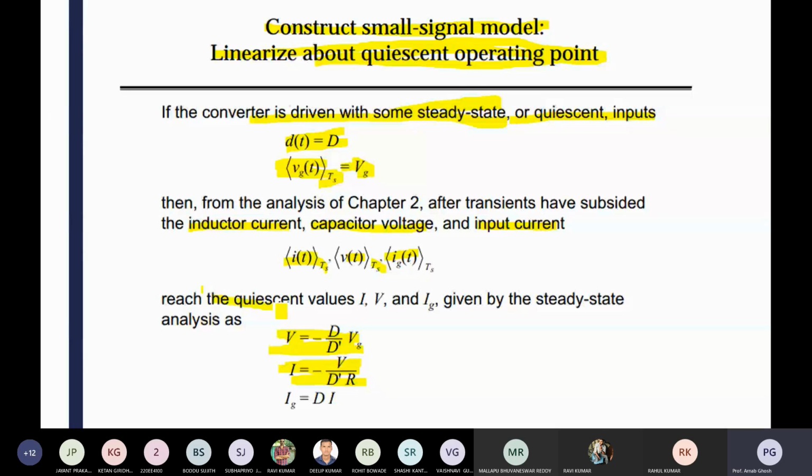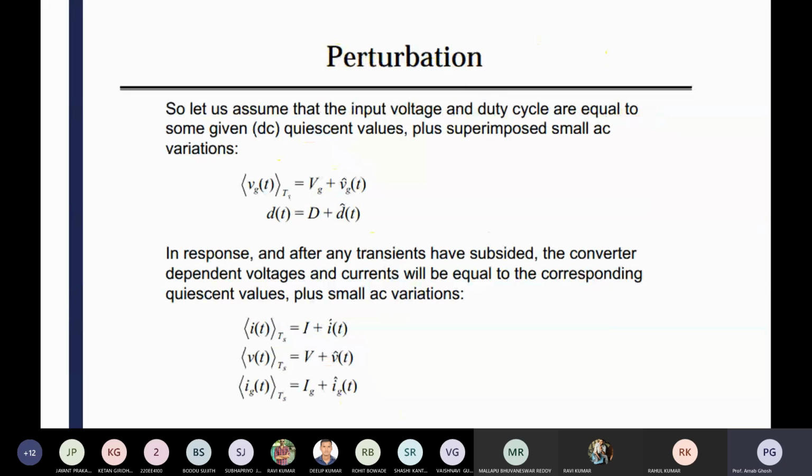So here we are getting the quiescent values, all at steady state: I, V and IG. Given the state analysis, what is your input current? IG equal to D into I. So all are in steady state, that's why they are in uppercase. Okay, then we can go for the perturbations. Then total average values are there.